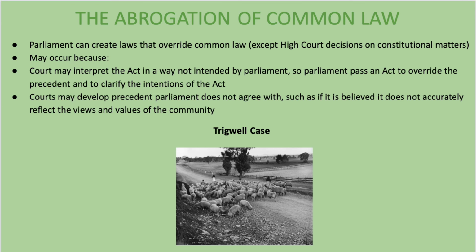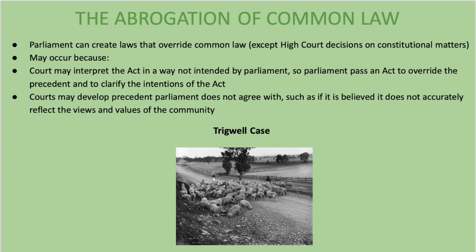The abrogation of common law. Parliament can create laws that override common law, except High Court decisions on constitutional matters. This may occur because courts may interpret the Act in a way that was not intended by Parliament. So Parliament can pass an Act to override the precedent and to clarify the intentions of the Act. Or courts may develop precedent that Parliament does not agree with, such as if it is believed it does not accurately reflect the views and values of the community.